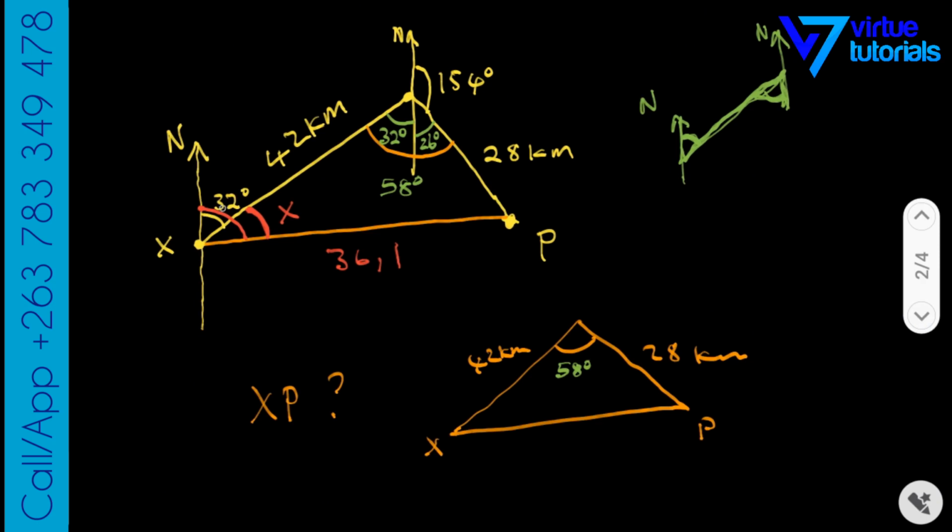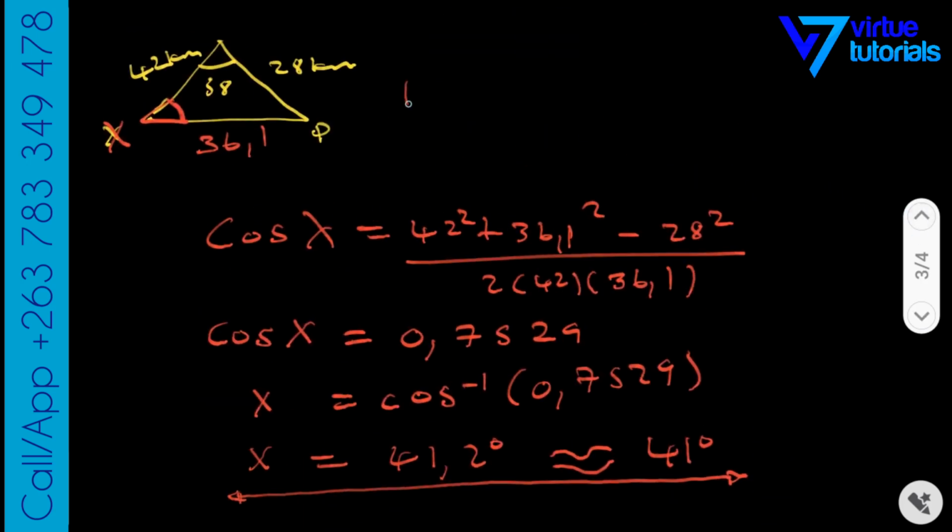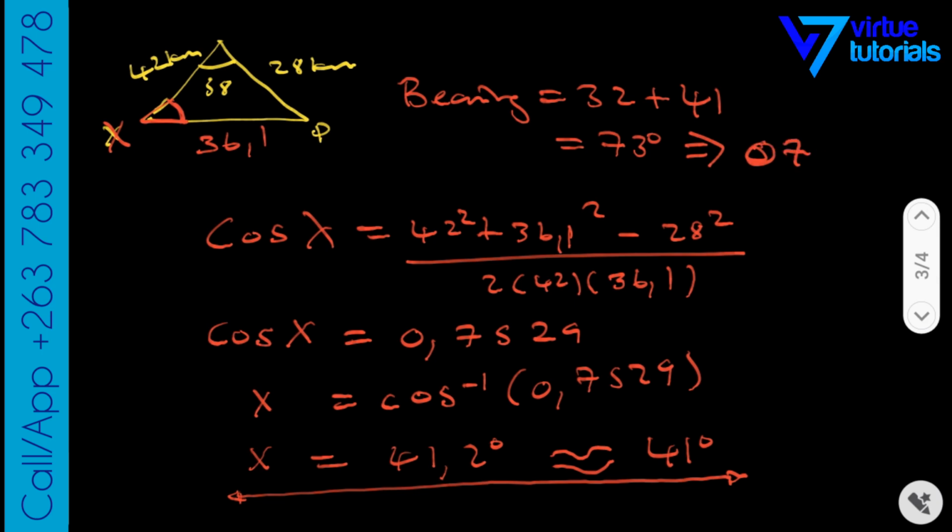So if I come back here, that's 32 and that's 41, right? So my bearing is going to be what? A combination of these two, right? I'm just going to add 32 and 41, right? So the bearing is going to be 32 plus 41, which gives me 73 degrees. But bearing is 3 figures, so it becomes 073. So that's your bearing there.